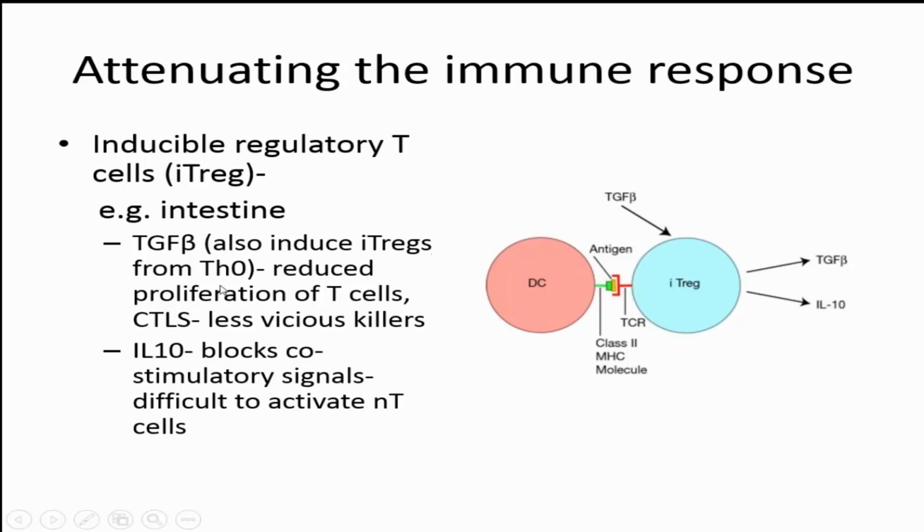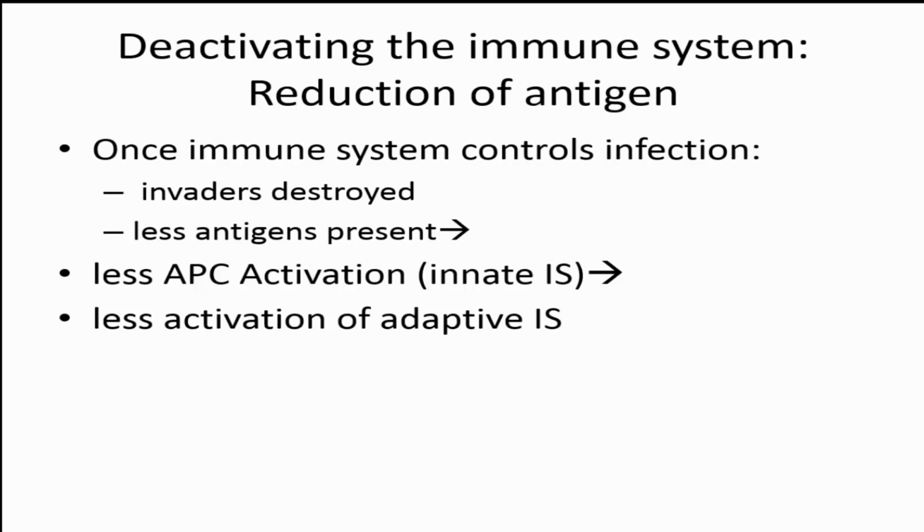So how do these cytokines do that? The TGF-beta also gives a positive feedback to produce more iTregs, and they reduce the proliferation of T cells and make the CTLs less vicious. On the other hand, the IL-10 blocks the co-stimulatory signals, like CD28 and B7, so basically those signals are blocked, which makes it more difficult to activate the naive T cells. So together, their response is that the immune response gets a little weaker. So that's basically in places where you really don't need the immune response to begin with.